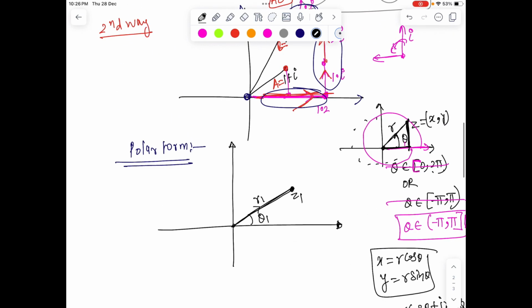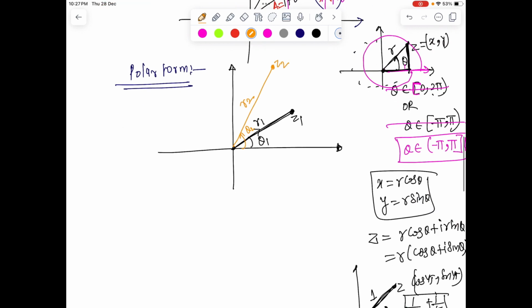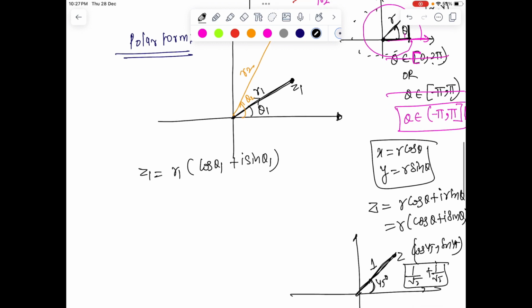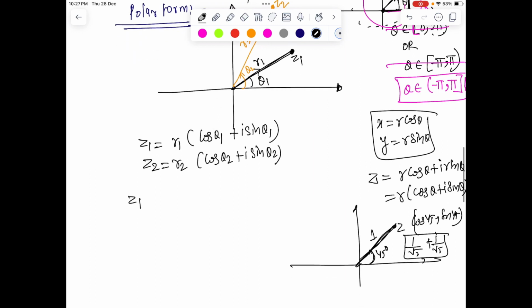Okay, so with this in mind, now we can represent any two complex numbers, z1 and z2, making r2 distance from origin and angle of theta 2. So now we know we can represent z1 as r1 (cos theta 1 plus i sin theta 1). Similarly, we can represent z2 as r2 (cos theta 2 plus i sin theta 2). What if I multiply these two complex numbers?